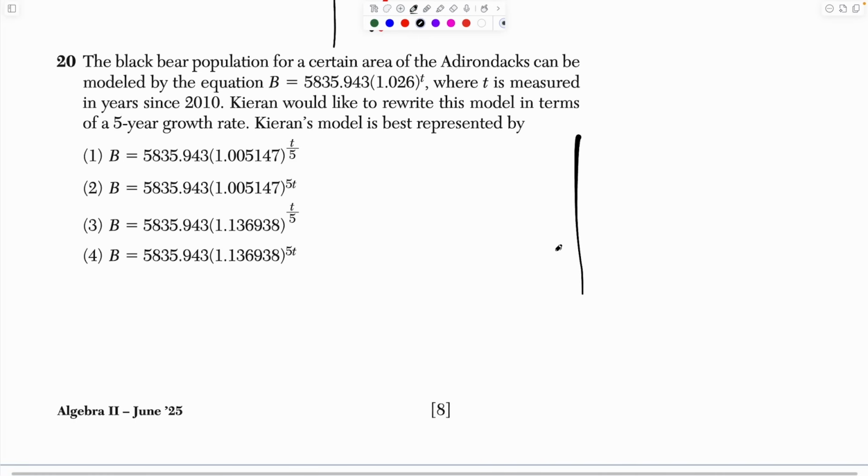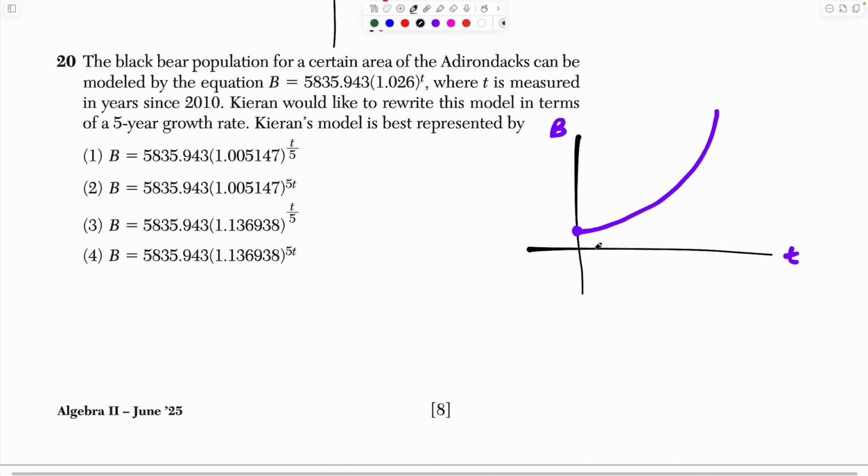For this one, the concept behind the question is, if we look at the original function b of t, this is an exponential growth function. We're starting at 5,835, and then we have a positive growth rate. The population is growing, so this would be exponential growth. The curve, in a rough sketch, would look something like this, something exponential.